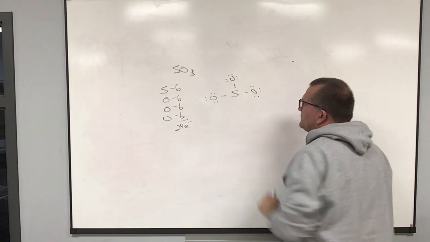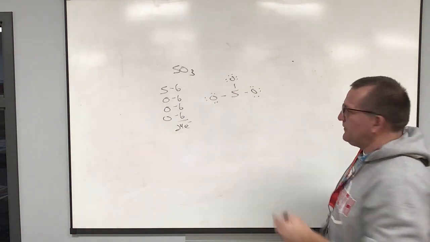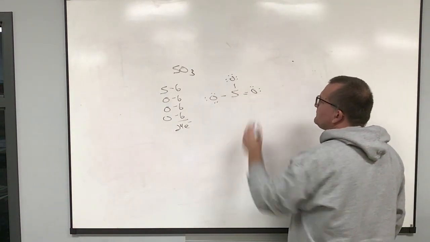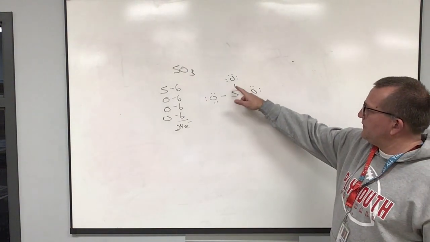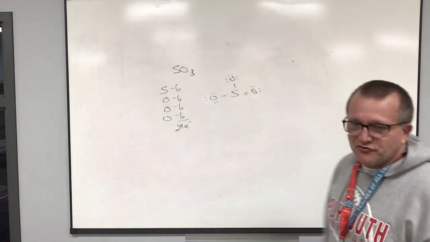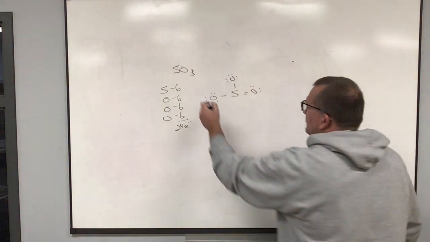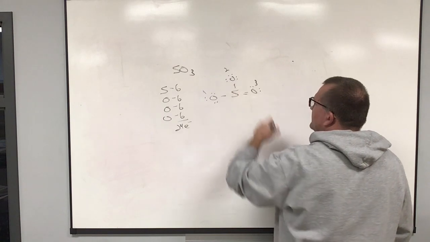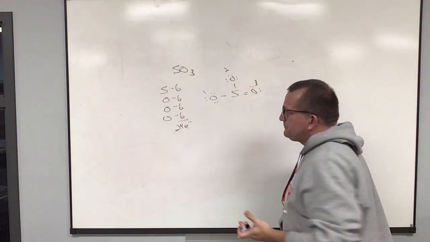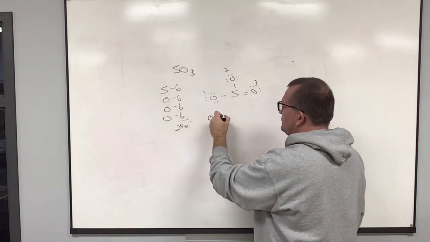I got my numbers. Sulfur only has 6 around, so I have to make a double bond. And that double bond can go here, it can go here, it can go here. So I could draw all these structures, but I'm not going to. I just want to find the formal charge of each atom. So I'm going to call these 1, 2, and 3 oxygens. So oxygen 1, right?